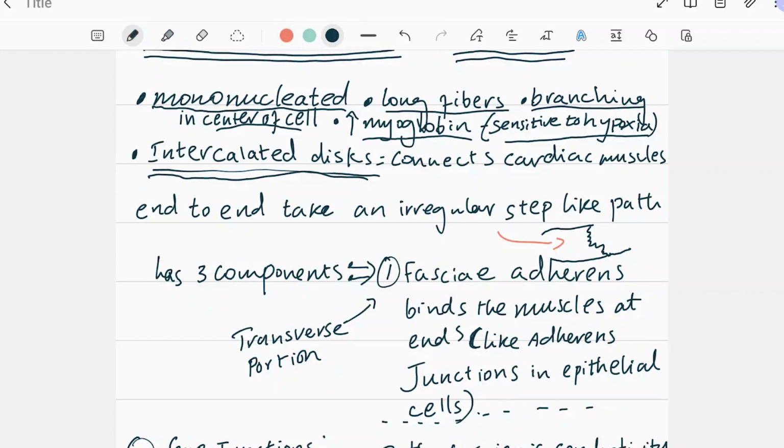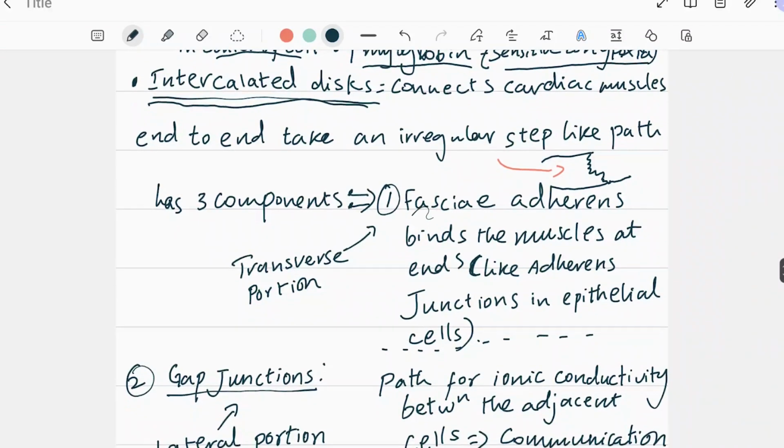And here you have three components in it. Number one is fascia adherens. So this is in the transverse portion of the intercalated disc, and it binds the muscle from end to end, like your adherens junctions, which we will talk about in the epithelium chapter in general physiology. So this adherens junction helps in attaching one cell to the next cell, like in epithelial cells.